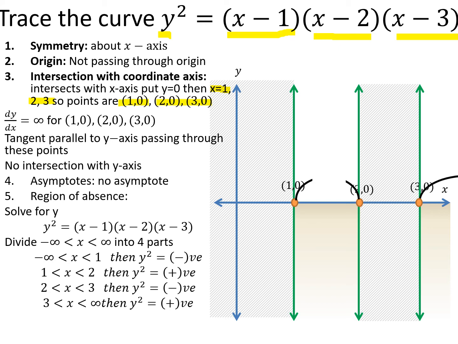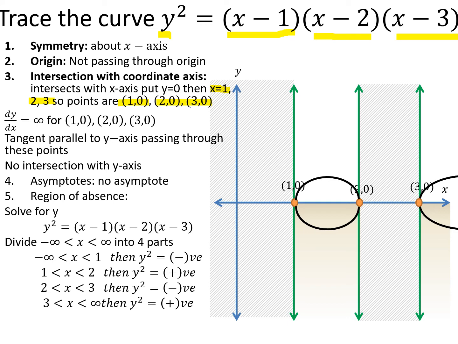Okay, so now we have to just smoothly join all the lines. So here you will get this type of curve. And you know the curve is symmetric about the x-axis, so the same image we will draw below the x-axis. So this one and this one. So that is our curve for y square equal to x minus 1, x minus 2, into x minus 3. Okay, so I hope it is clear to you.